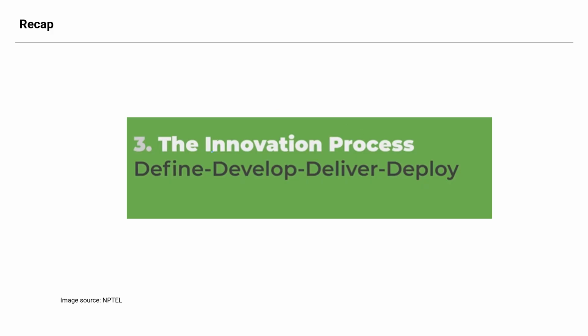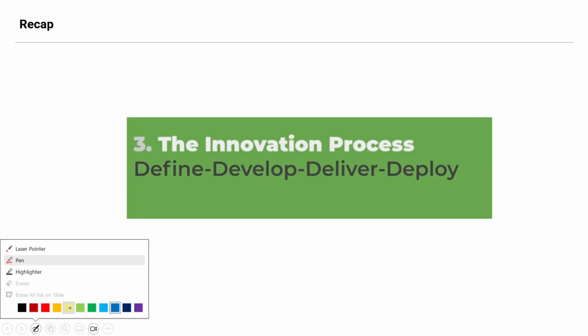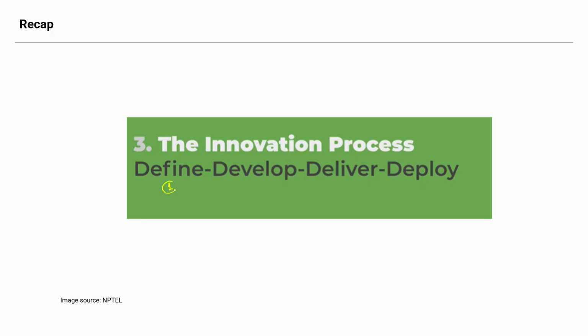In the medical device innovation process, the first step is define. Second step is develop. Third step is deliver. And the fourth step is deploy. So you define the problem area, you start developing concepts and ideas, you arrive at some kind of prototype, then you deliver whatever you have made, and then you deploy it among the masses.